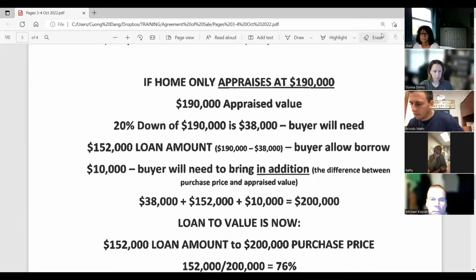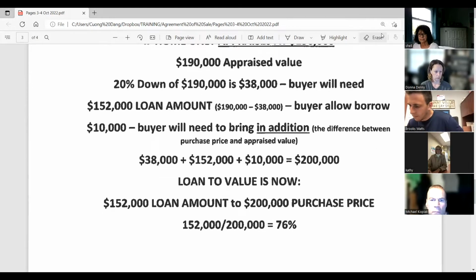Now, remember that appraisal cut. We bought the house for $200,000. It only appraises at $190,000. That $10,000 difference is what the buyer will need to bring in, in addition to that $38,000. It's the difference between purchase price and appraised value. So if you notice, $38,000 plus $152,000 plus the $10,000 short adds up to $200,000.